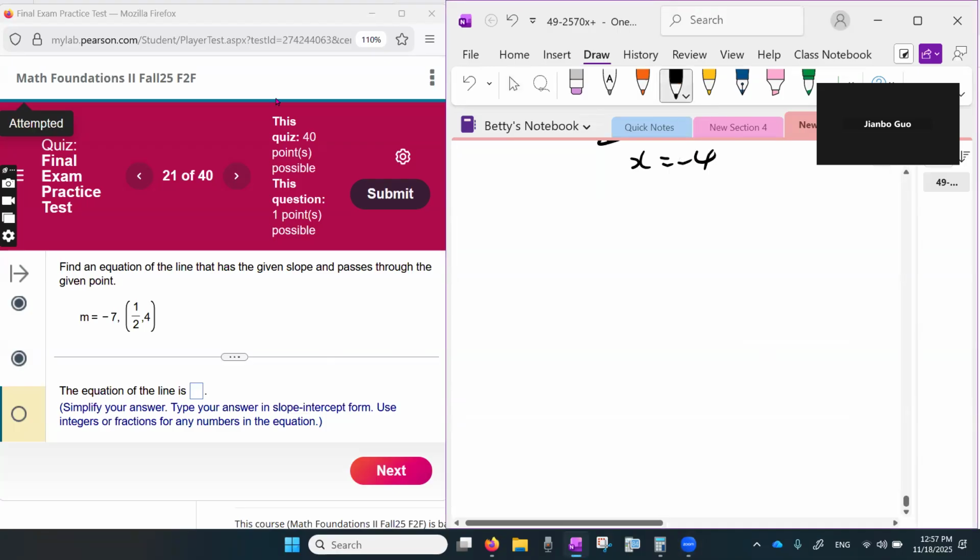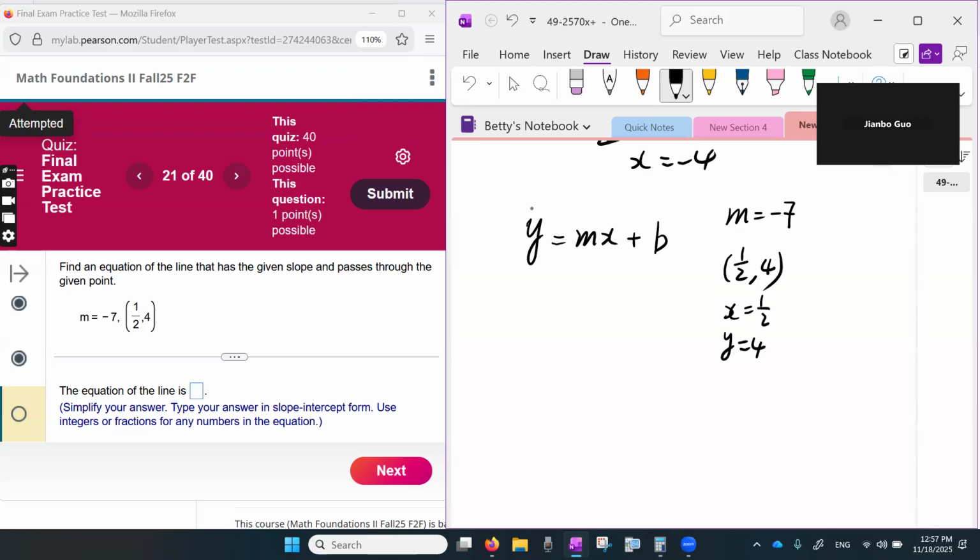Since the problem requires us to type your answer in slope-intercept form, you're going to write a formula for the slope-intercept form of a straight line. Y equals mx plus b. All right. Since the slope is given, m equals -7, and then we also are given a point, 1/2, 4. That means x equals half, y equals 4. We can plug them in.